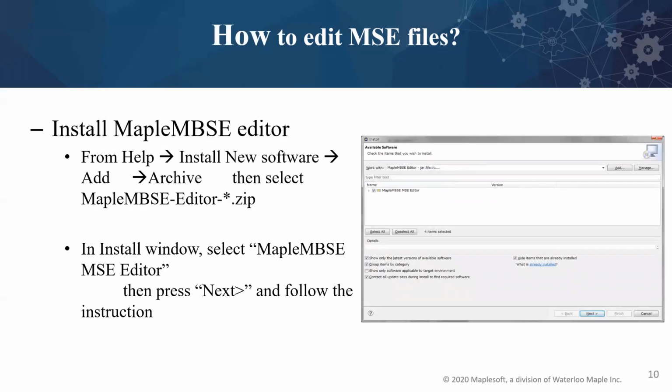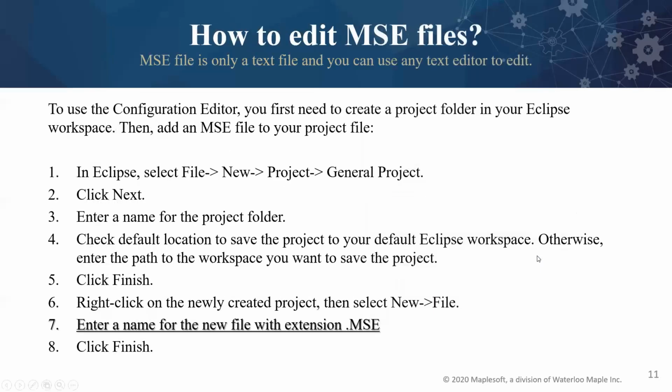And once you have downloaded and installed Eclipse, the user can go to Help, Install New Software, and then click on Add. You're going to see a dialog box like what you see here on the right, and then select the config Maple MVC editor zip file. When you download the editor zip file from the MapleSoft website, you don't need to extract it. You just need to point the Eclipse installation to this zip file, and Eclipse will do all the extraction and install the editor for you. Then just follow the on-screen instructions, and the editor will be installed.